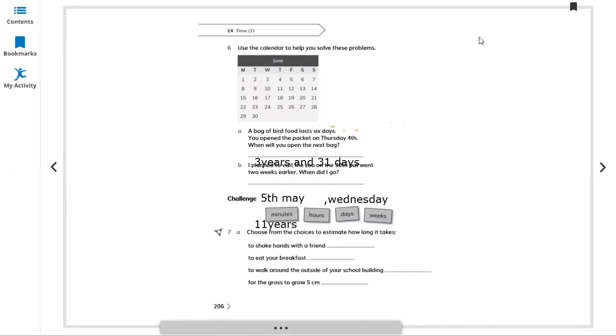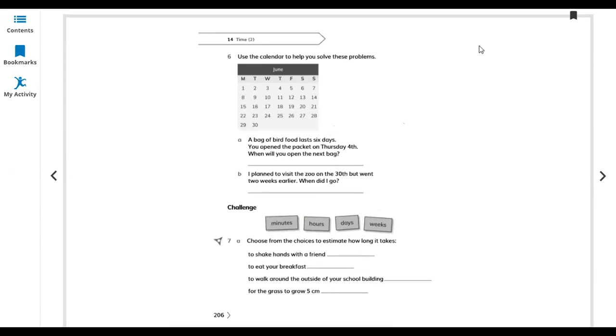Question number 6. Use the calendar to help you solve these problems. A bag of bird food lasts 6 days. You open the pack on Thursday, 4th. When will you open the next bag? The first bag of bird food lasts for 6 days. It means after 6 days, it's finished. So you need to open the next bag of bird food.